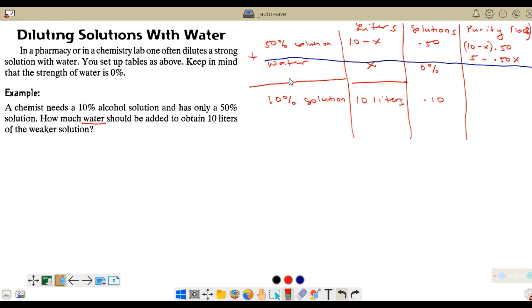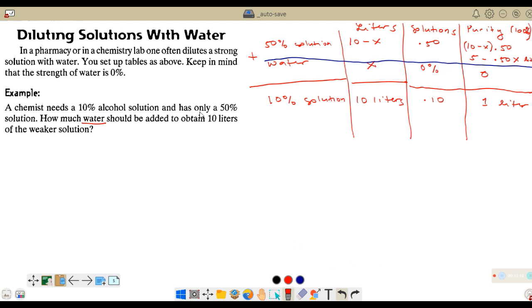Okay? For the water, ano yung purity nito? Siyempre, 0. Kasi if you multiply its solution, which is 0%, to its number of liters, meron kang 0. Now, dito na tayo. Ano yung purity nitong 10 liters natin? Ilang liters dito yung dapat ay 100%. So, 10% solution yung hinahanap natin. 10 times 0.10. Dapat may 1 liter ka of pure solution. So, ito ay 5 minus 0.50 liter.